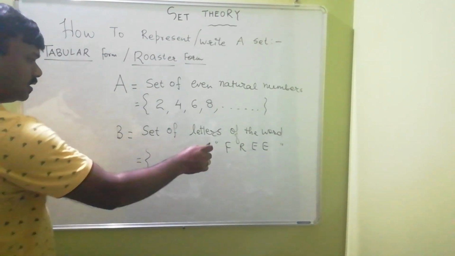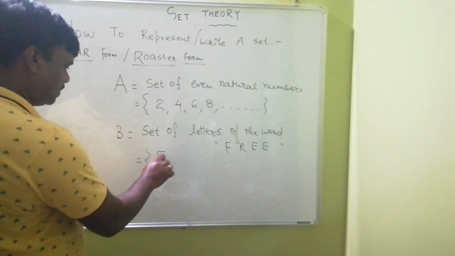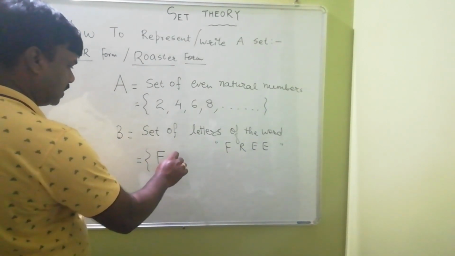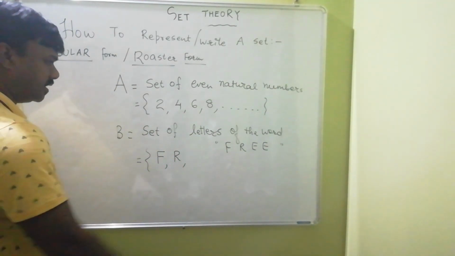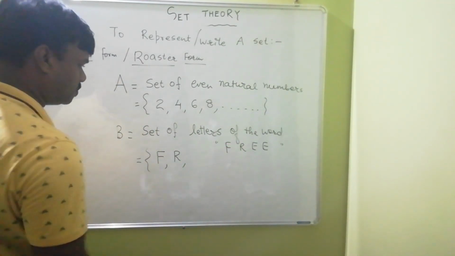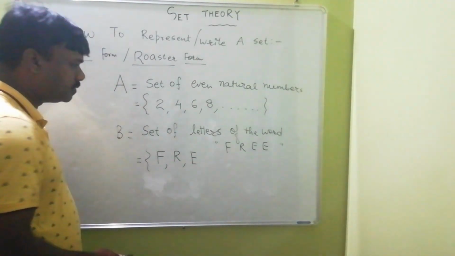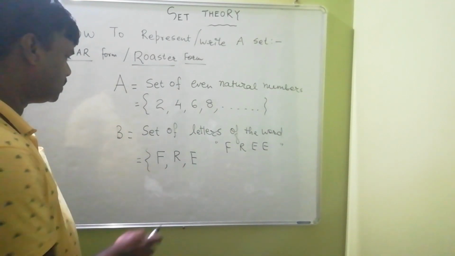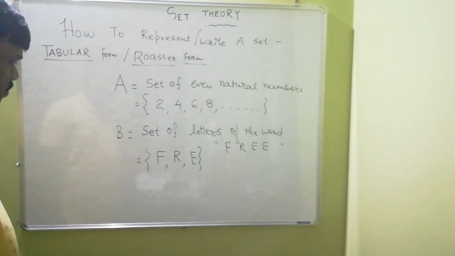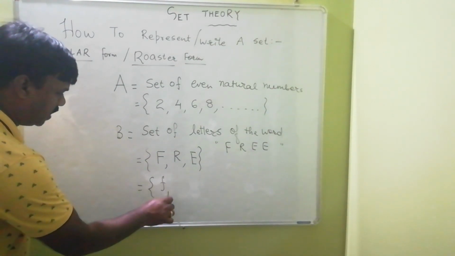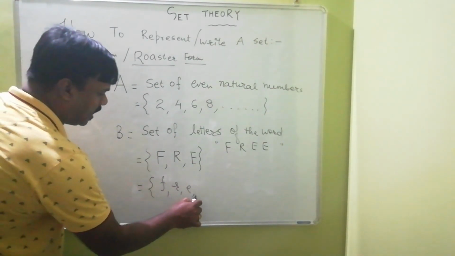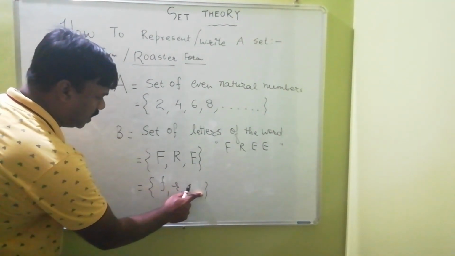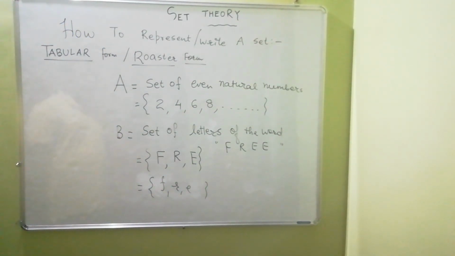So what are the letters here? F is there, then put a comma, then R is there. I have written it in capital, that's why I have written capital letters. You can use small also. And E. If some member is written repeatedly, more than once, you will write it only once. If I write in small, I can write small f, r, e. If E came two times, you will not write two times. You will write only one time. So this is the way of writing the set in tabular form.